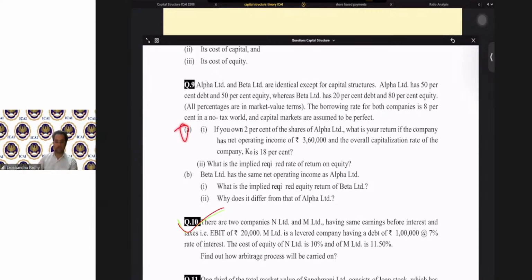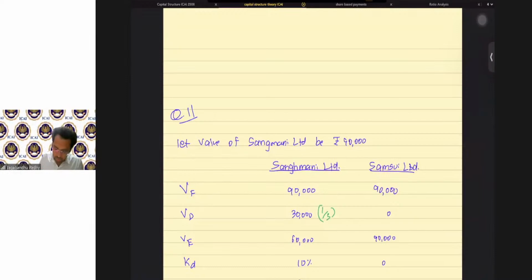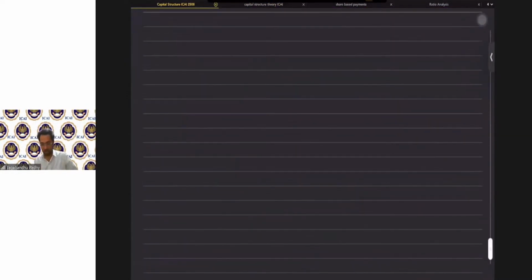So first thing they say, if you own 2% of the shares of Alpha Limited, what is your return if the company has a net operating income of 3,60,000 and overall capitalization rate is 18%? What's the implied required rate of return on equity? Beta has the same net operating income as Alpha. What is the implied required equity return of Beta? And why does it differ from that of Alpha? Okay, so let's try to solve this question number 9.